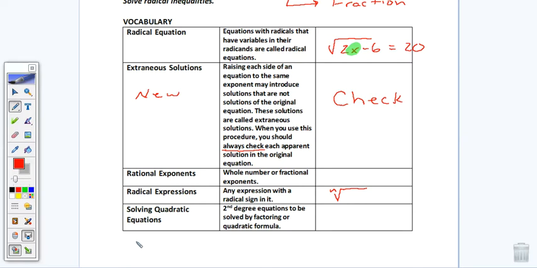They have to be equal to what? 0. 0, okay? So, ax squared plus bx plus c must equal 0 in order for us to use the quadratic formula.